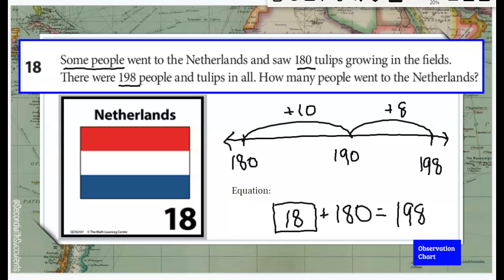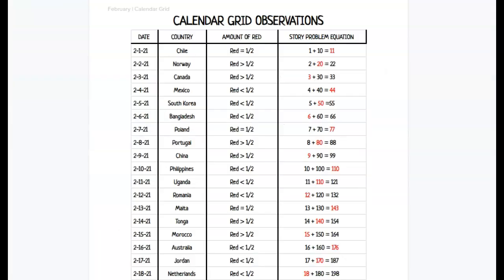Before we go today, we're going to have one look at our observation chart. We're looking at something a little different today. Yesterday in Seesaw, I asked you to think about the amount of red that we have in our calendar markers. Today, I want you to look at our story problem equation. Now, we've looked at this column before. I want you to look at it again. And I want you to think, do you see any patterns? Look at our red numbers. Our red numbers are our missing pieces, our missing parts of our problem. What do you notice about the red numbers?